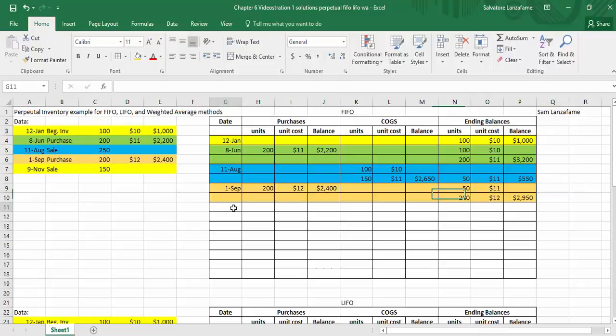It's now time for November 9th. And on November 9th, it says we sold 150. So which 150 did I sell? I've got 50 at 11. I've got 200 at 12. If we're doing FIFO, what are you thinking? If you're thinking first one's in, first one's out, means I got to take the 50 at 11 and then I got to take 100 at 12, you are right. So let's do that. So we'll take the 50 at 11 and then we'll take another 100 at $12.